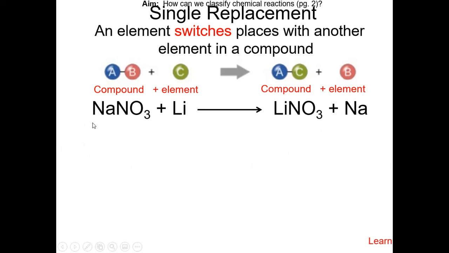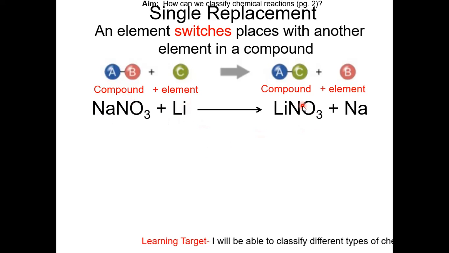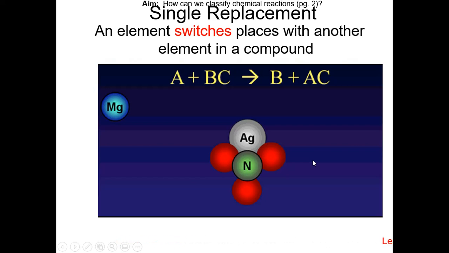So here's another example. We have sodium nitrate plus lithium gives us lithium nitrate plus sodium. Notice that the lithium and the sodium switch places, but the pattern is always the same. Compound plus element gives us compound plus element. Here's a GIF of the single replacement reaction. Notice that the magnesium atom displaces the silver atom.